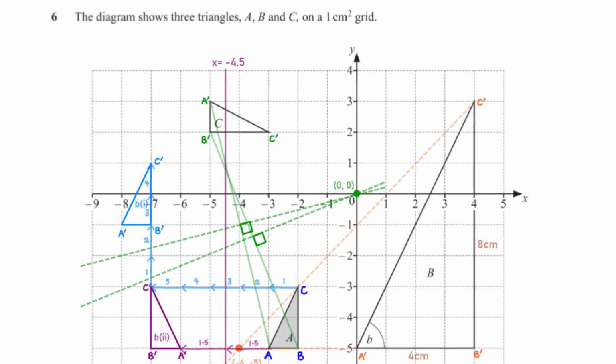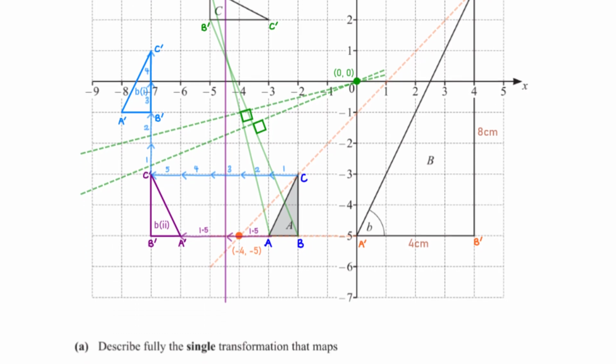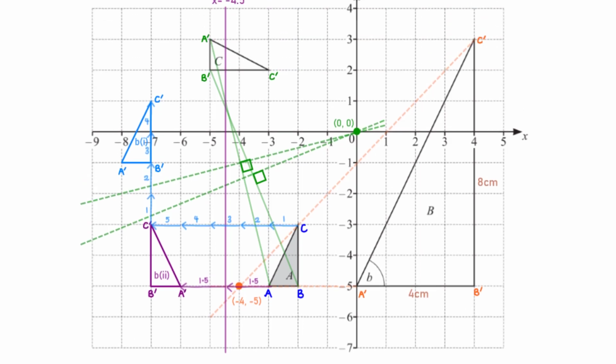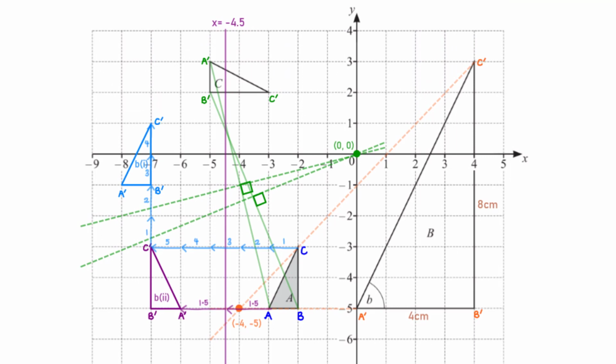The diagram shows three triangles A, B, and C on a 1 centimeter square grid. Describe fully the single transformation that maps triangle A onto triangle B. When we look at triangle A and its image, triangle B, we can tell straight away that this is an enlargement by a scale factor of 4. We have a positive scale factor in this case because both triangles have the same orientation.